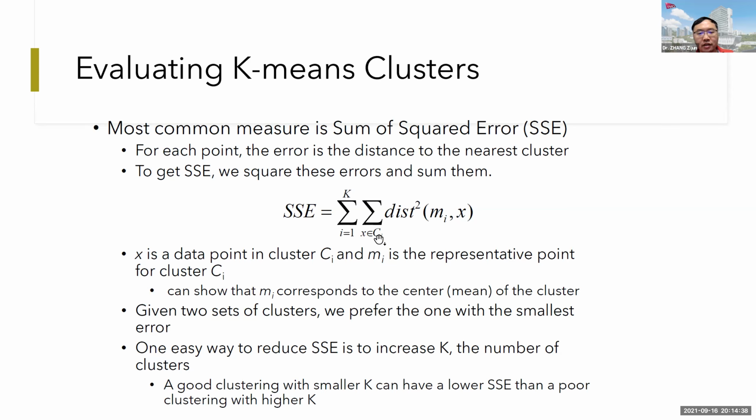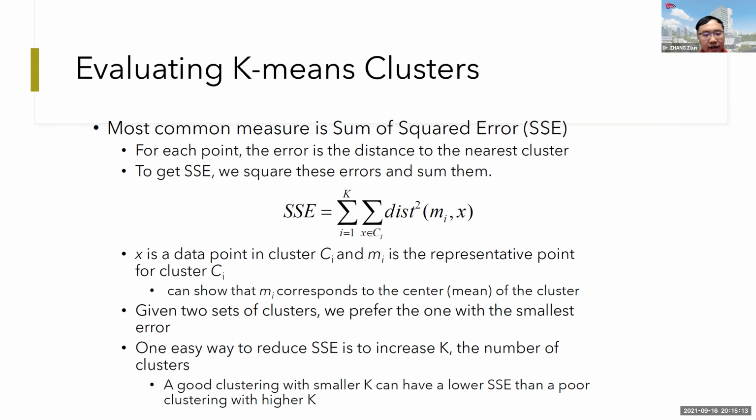We compute the distance between all the data points in a cluster Ci and its centroid mi. Okay. Then we further sum over all K clusters. So x is a data point in cluster capital Ci, and mi is the representative point for cluster capital Ci, basically the centroid. Okay, the center of the cluster, the mean of the cluster.